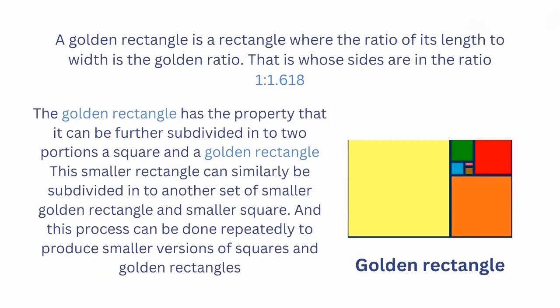A golden rectangle is a rectangle where the ratio of its length to width is the golden ratio. That is, whose sides are in the ratio 1 to 1.618. The golden rectangle has the property that it can be further subdivided into 2 portions: a square and a golden rectangle. This smaller rectangle can similarly be subdivided into another smaller golden rectangle and smaller square. And this process can be done repeatedly to produce smaller versions of squares and golden rectangles.